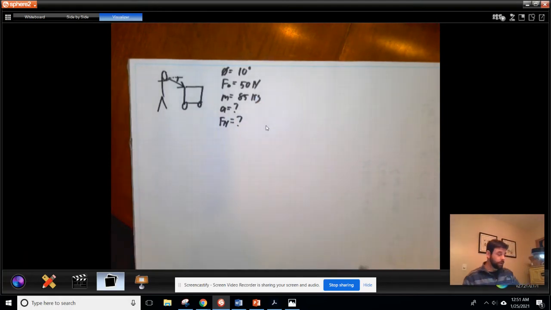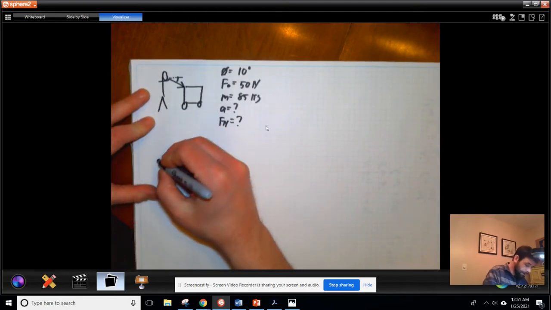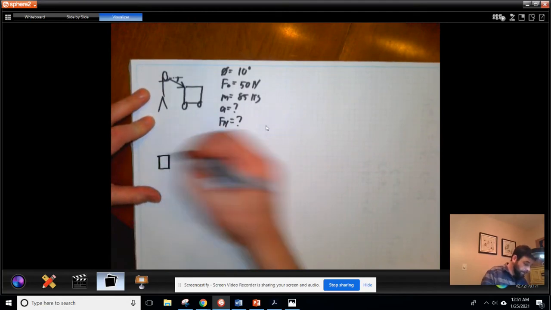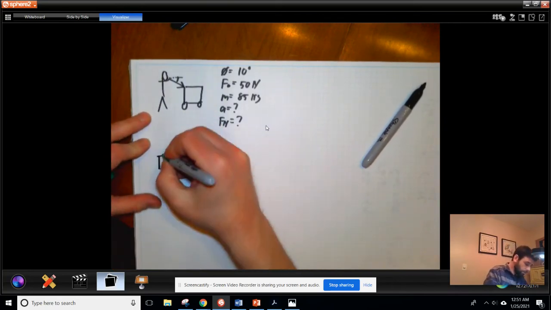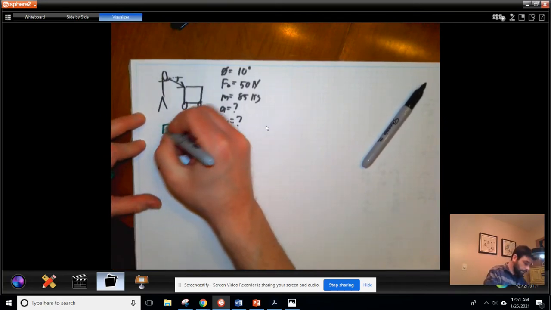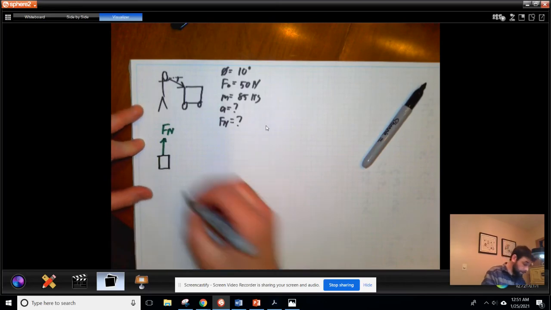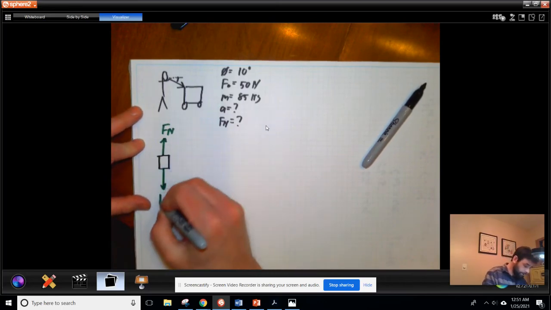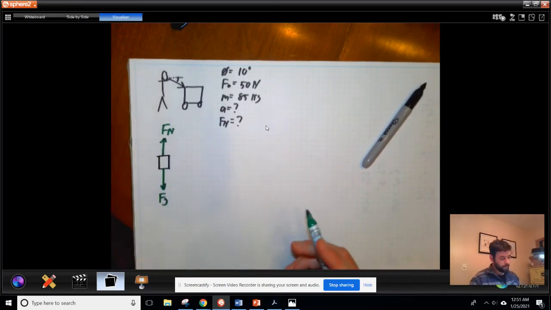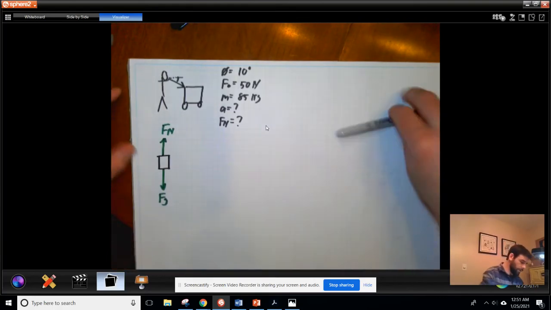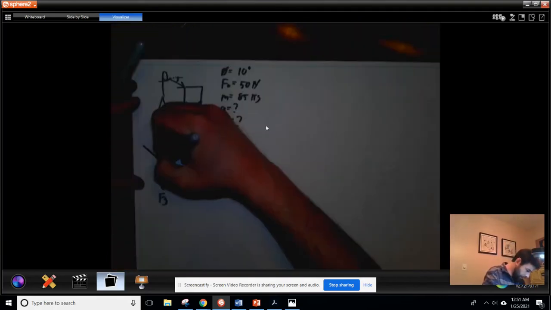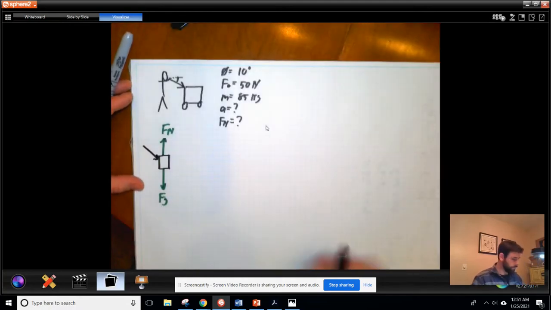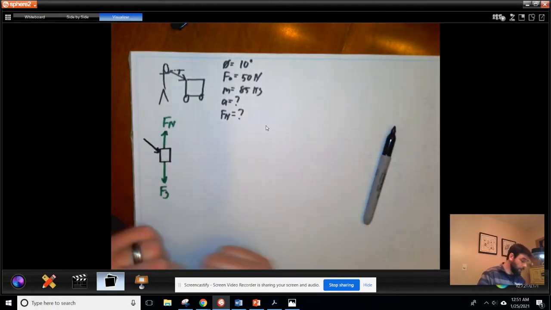So, in normal cases, see what I did there? Normally, your normal force pushes up and is equal and opposite to the force of gravity. Okay? However, here we have this interesting case where we have this force acting on us.